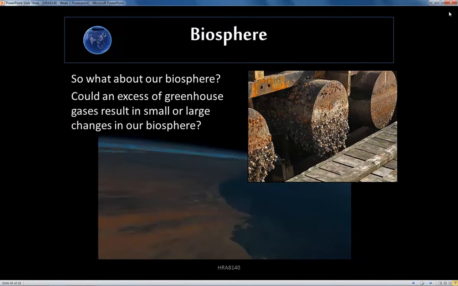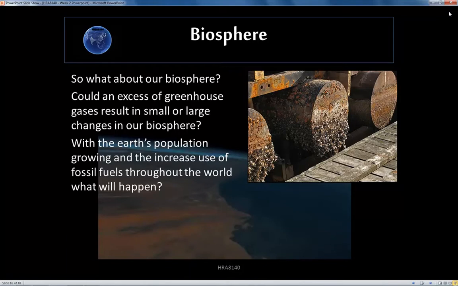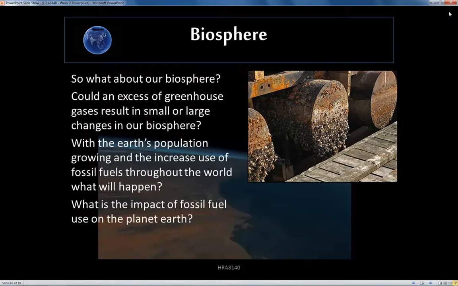So what about our biosphere? Could an excess of greenhouse gases result in small or large changes in our biosphere? With the Earth's population growing and the increased use of fossil fuels throughout the world, what will happen? What is the impact of fossil fuel use on the planet Earth?